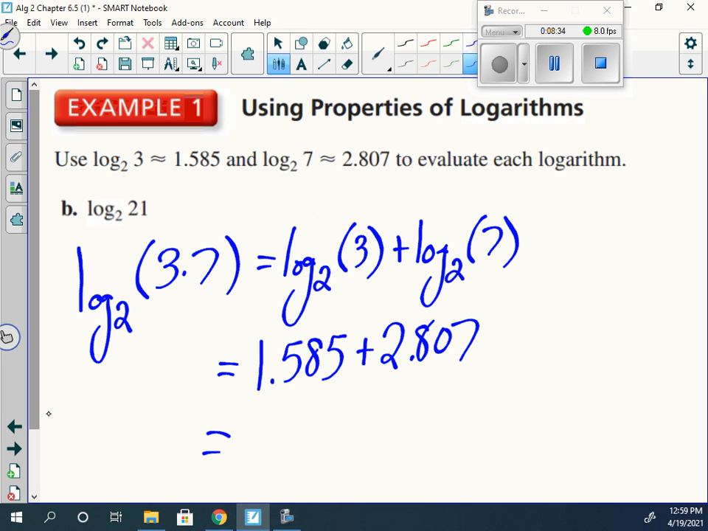And now that we found these here, all we need to do is add them together. And this here would be our answer. Any questions on this here? Any questions on anything we've done so far?